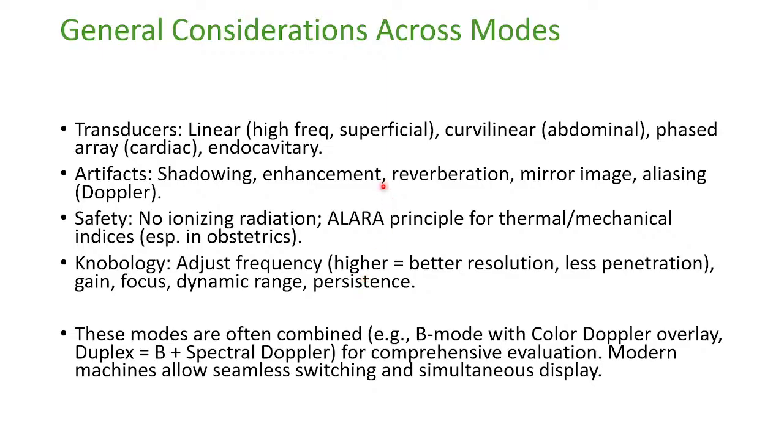So in the next lecture, we are going to be discussing ultrasound knobology. So these modes are often combined, e.g. B mode with the color Doppler overlay, which is duplex, B plus spectral Doppler for comprehensive evaluation. Modern machines allow seamless switching and simultaneous display. So we are saying that when you're using these ultrasound imaging modes, at times you don't use them in isolation. You combine your B mode with the color Doppler with the pulse, so you can combine them.